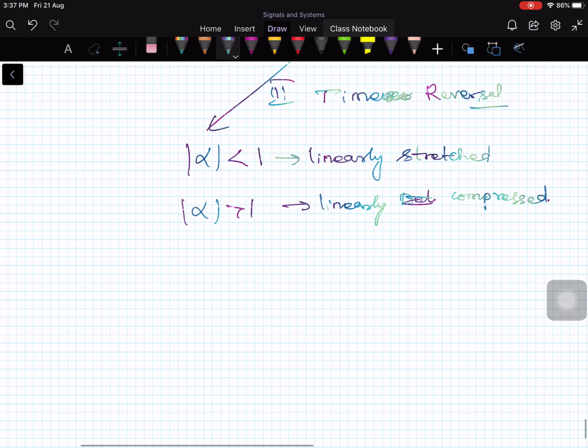So that's all about the transformation of the independent variable. Okay, so let me stop at this point. Thank you very much.